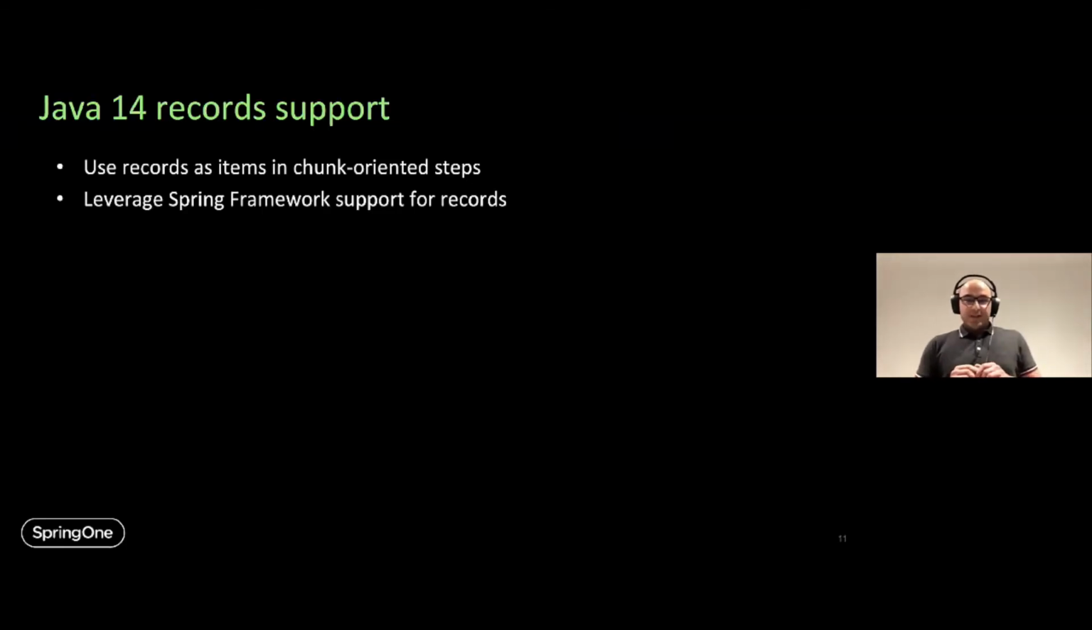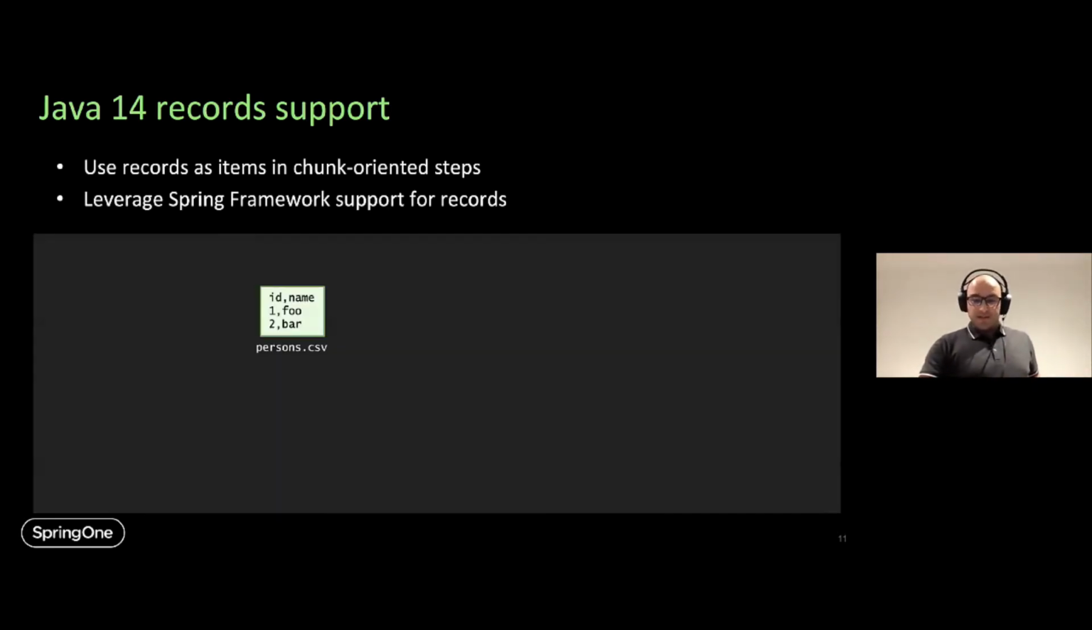One of the features I'm really excited about is the support of Java 14 records as items in chunk-oriented steps. Spring Batch already relies on Spring Framework for data mapping already, and we are going to leverage Spring Framework support for records as well in this feature. Let me give you a quick example.